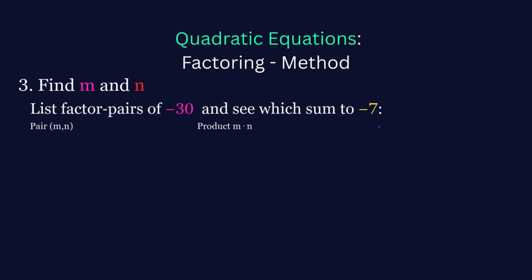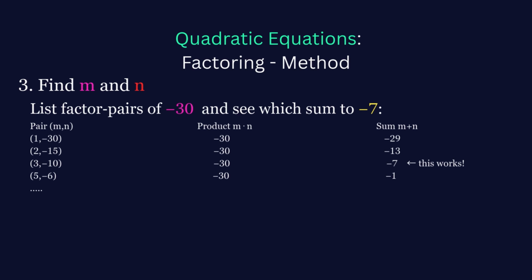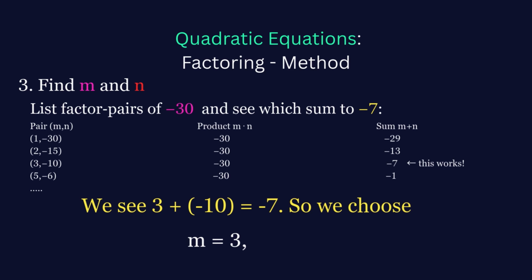Take a look at this list of factors and see which factor pair gets me the product and the sum of my equation. Notice that the factors 3 and negative 10 give me the product of negative 30 and the sum of negative 7. So the variable m equals 3 and n equals negative 10, which are the two unknown numbers.